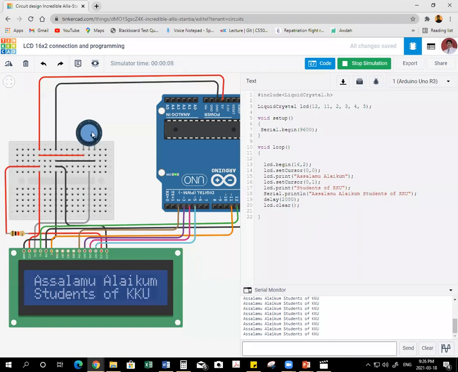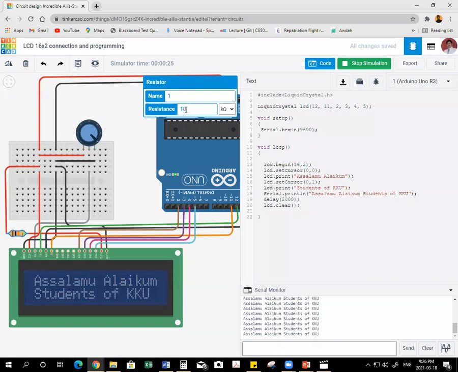Now here you want to check the potentiometer, the brightness control. I am decreasing the brightness and I am increasing the brightness. It is showing. Now same thing, if we change the value here, you see, if you increase the resistance, the backlight brightness is decreasing. See, further, backlight is decreasing. So 1 kilo ohm is okay.